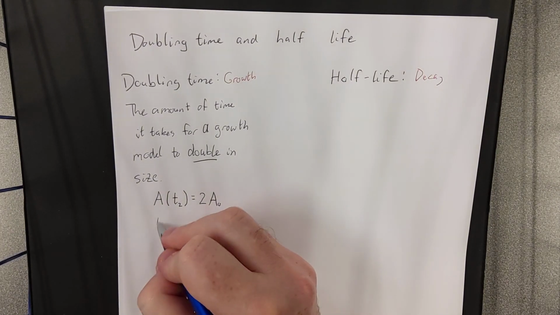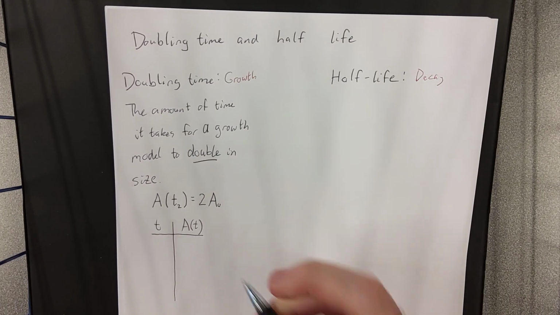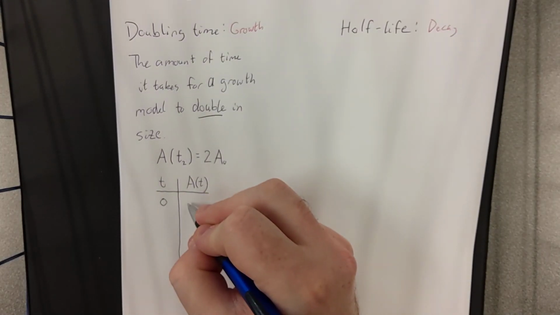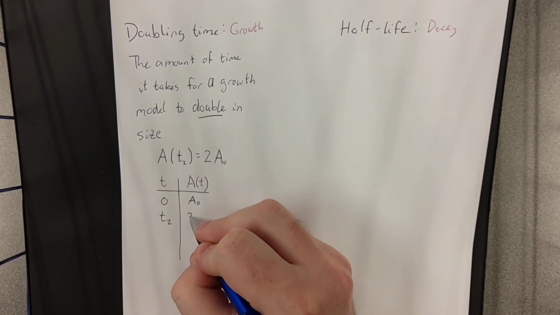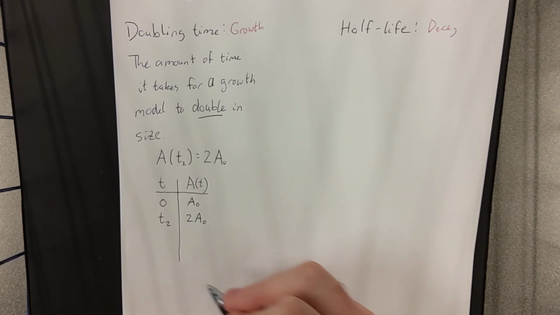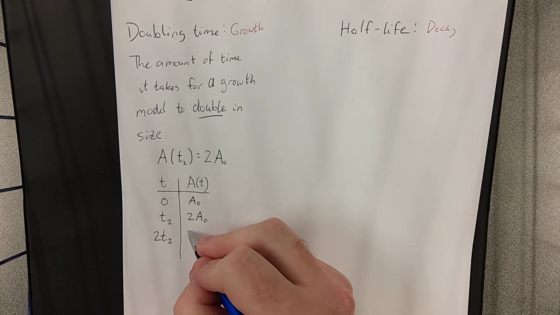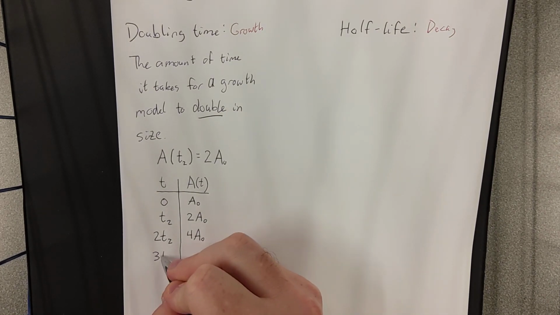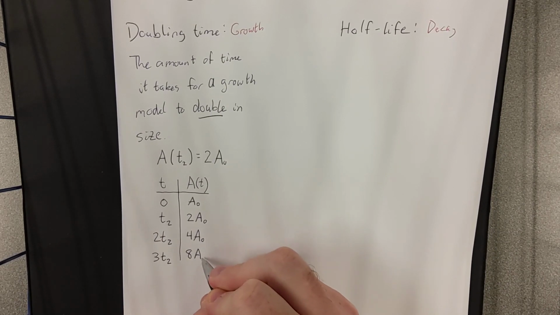In fact, if we make ourselves a little chart with t and a of t, going back to the same notation that we used in our first video, after no time, we would have simply whatever the initial amount is. After one doubling time, the size of the population should have doubled. After two doubling times, it should have doubled again. So we get double the double amount. Double a double is 4 times that. And finally, after 3 doubling times, we've given it an amount of time to double again. So 4 times the initial amount would become 8 times the initial amount.